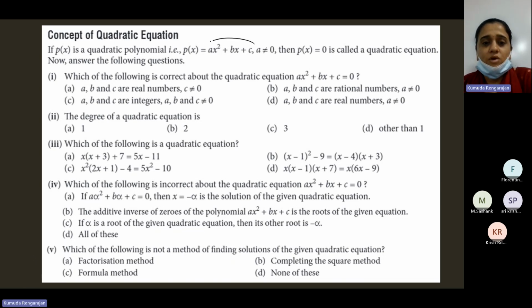This one is the quadratic polynomial, and this is called p of x. So p of x is the quadratic polynomial. When the quadratic polynomial is equated to 0, it's called a quadratic equation. Read and answer the first one.